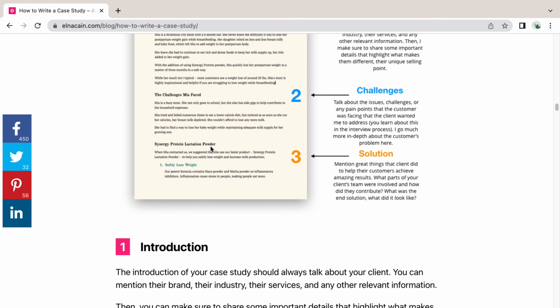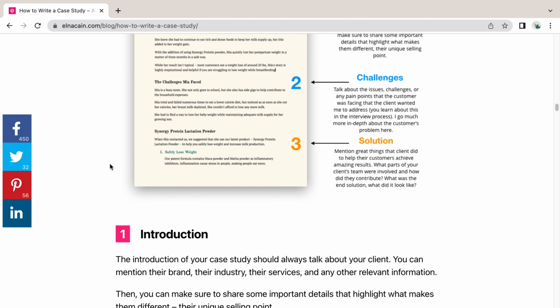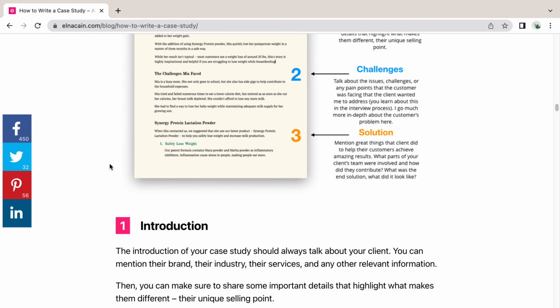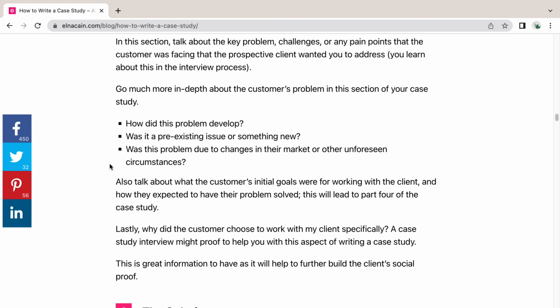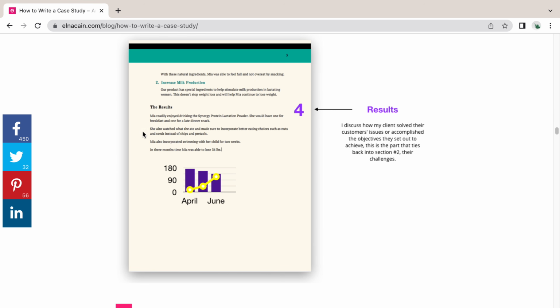And then Synergy Protein Lactation Powder. When Mia contacted us, we suggested that she use our latest product, the Synergy Protein Lactation Powder, to help her safely lose weight and increase milk production. And then I go through the features of that product. There's the solution, more of the features here, and then the results.